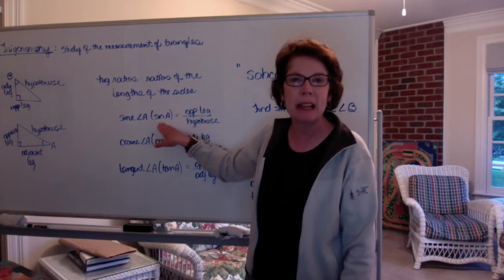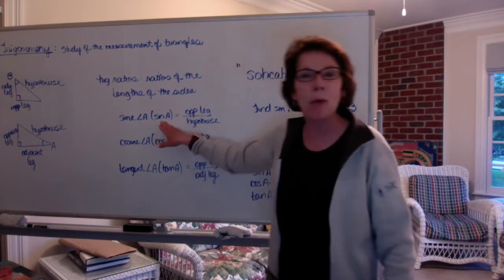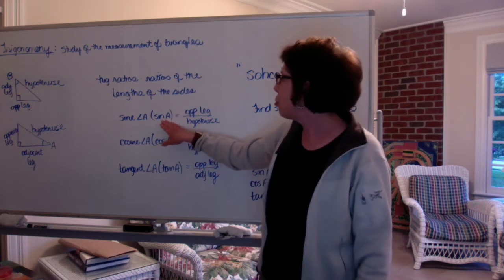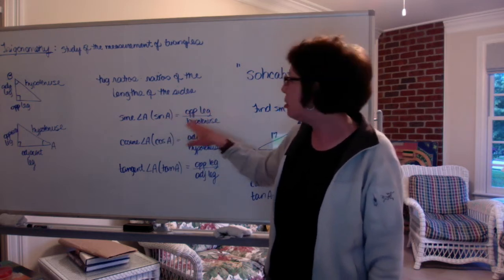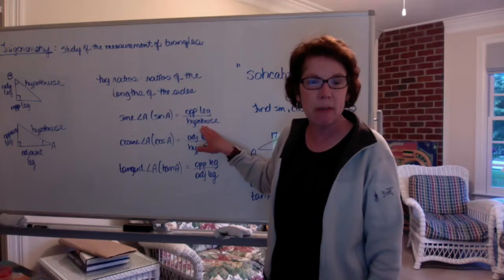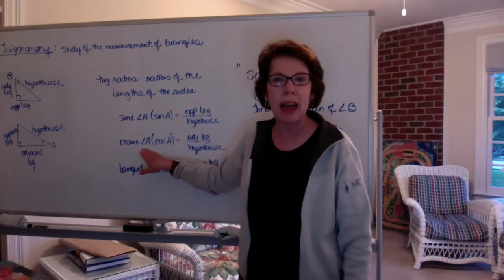That means that little sin, it's not sin, it's sine, okay? Now, what is that ratio? Well, it's the ratio of the length of the opposite leg to the length of the hypotenuse of that particular triangle. What is the cosine of angle A?